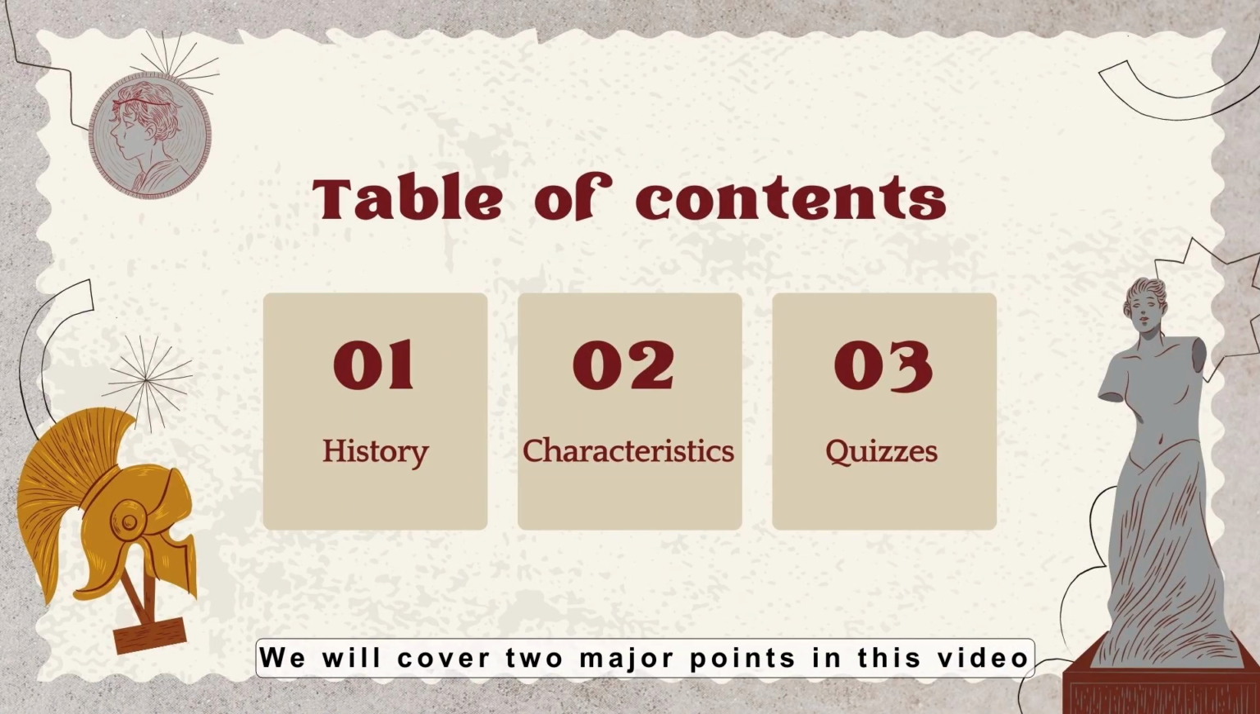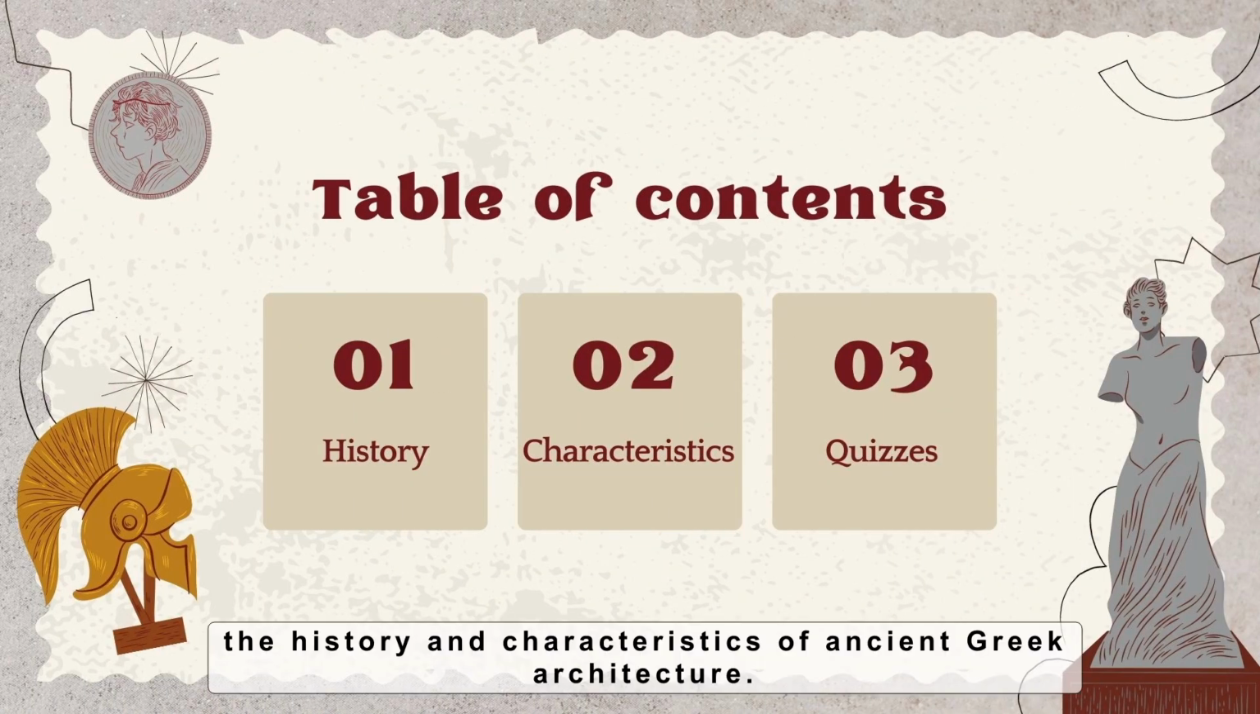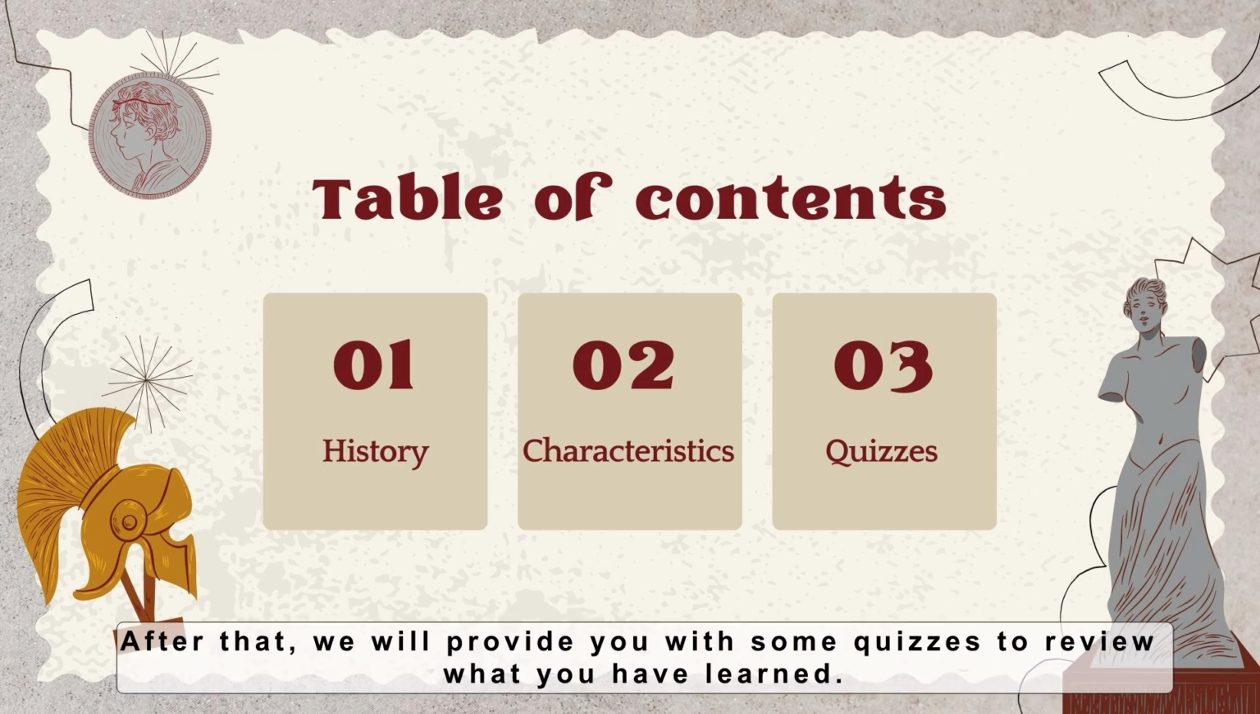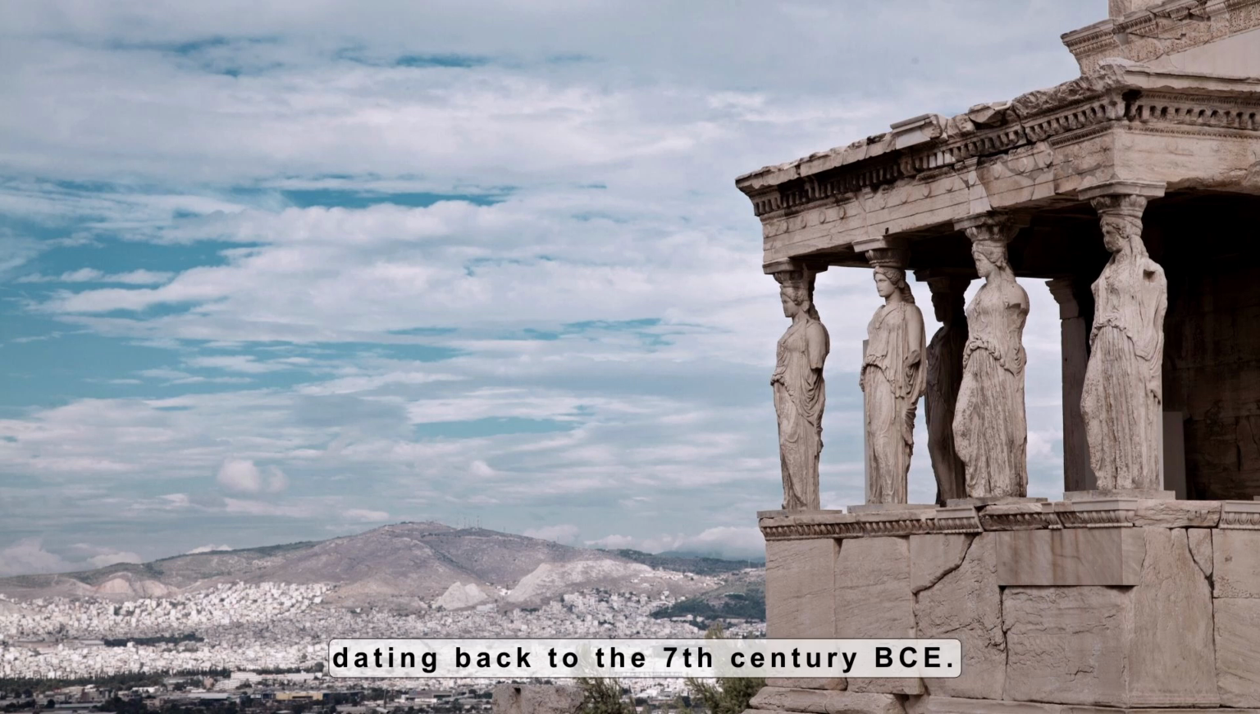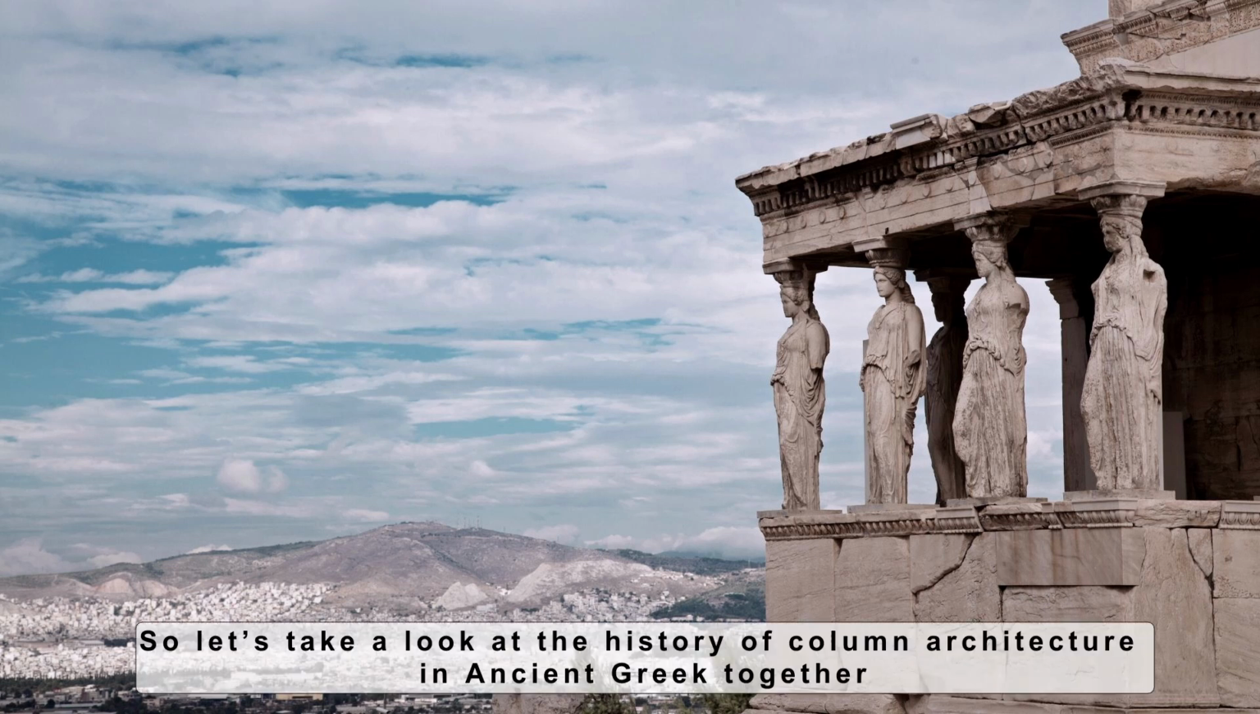We will cover two major points in this video, the history and characteristics of ancient Greek architecture. After that, we will provide you with some quizzes to review what you have learned. The use of columns in ancient Greek architecture has a long and rich history dating back to the 7th century before the Common Era. So, let's take a look at the history of column architecture in ancient Greek together.